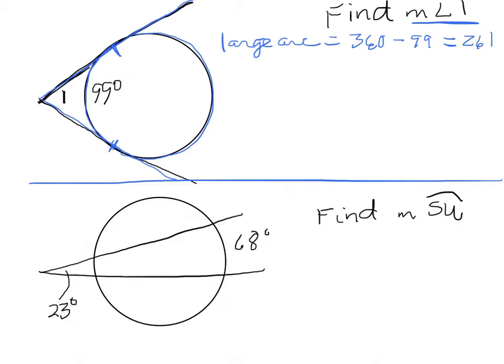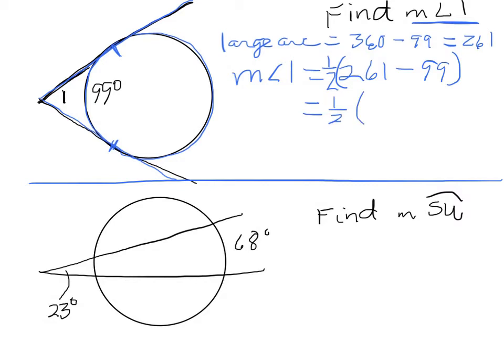And therefore, applying the theorem, we can say the measure of angle 1 is equal to the difference between the two arcs, so 261 minus 99, and then you take 1/2 of that difference. And so now we've set up the problem correctly, and all we have to do is solve it. So we get 1/2, and 261 minus 99 is 162, and half of 162 is 81 degrees. So the measure of angle 1 must be 81 degrees.